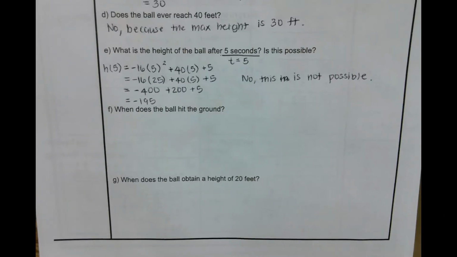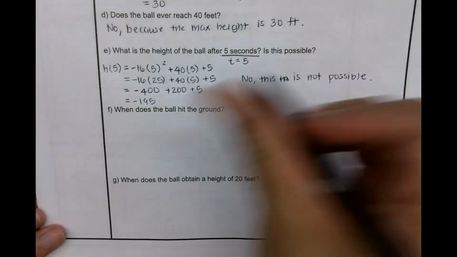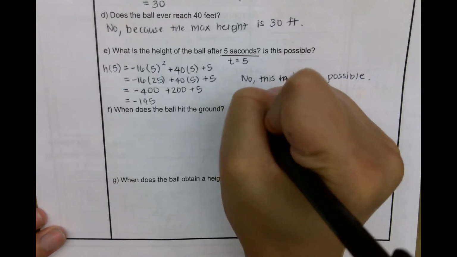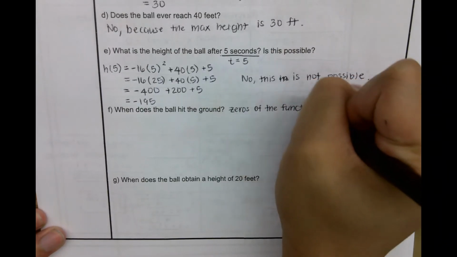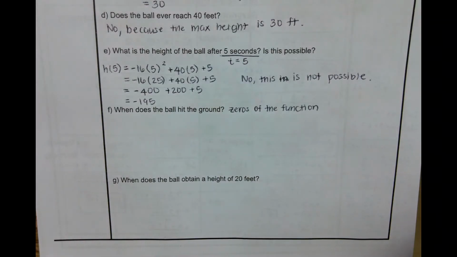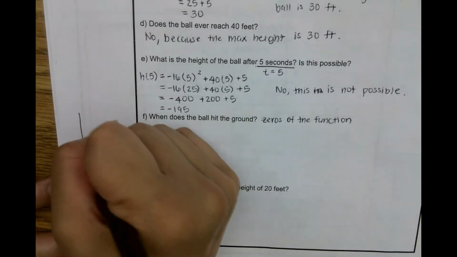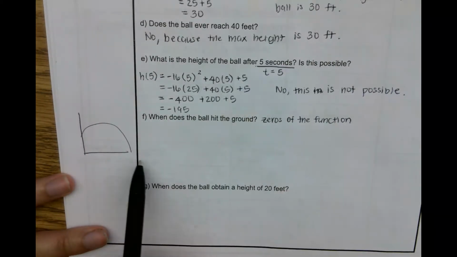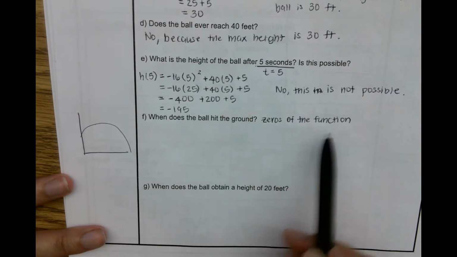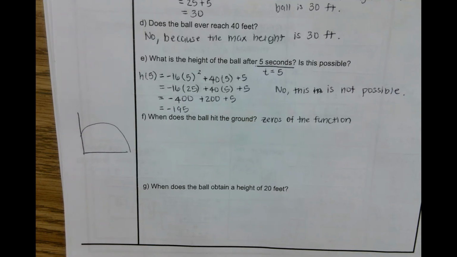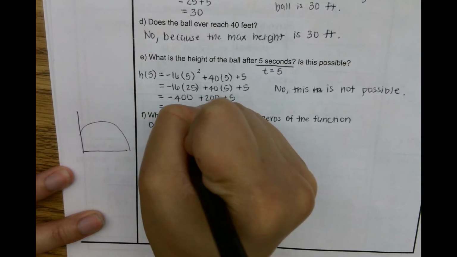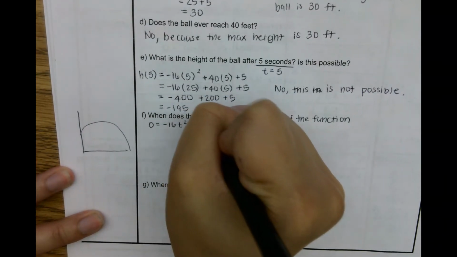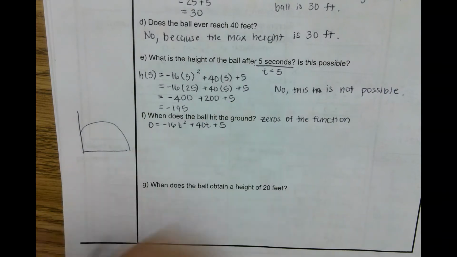Okay, so F here asks, when does the ball hit the ground? What this is asking for is those x-intercepts. It's asking for the zeros of the function, right? So it wants to know when it hits the ground. That's the x-intercepts. Those are the zeros of the function. We find that by plugging in 0 for y, and that's exactly what I'm going to do. Okay, plugged in 0 for y.